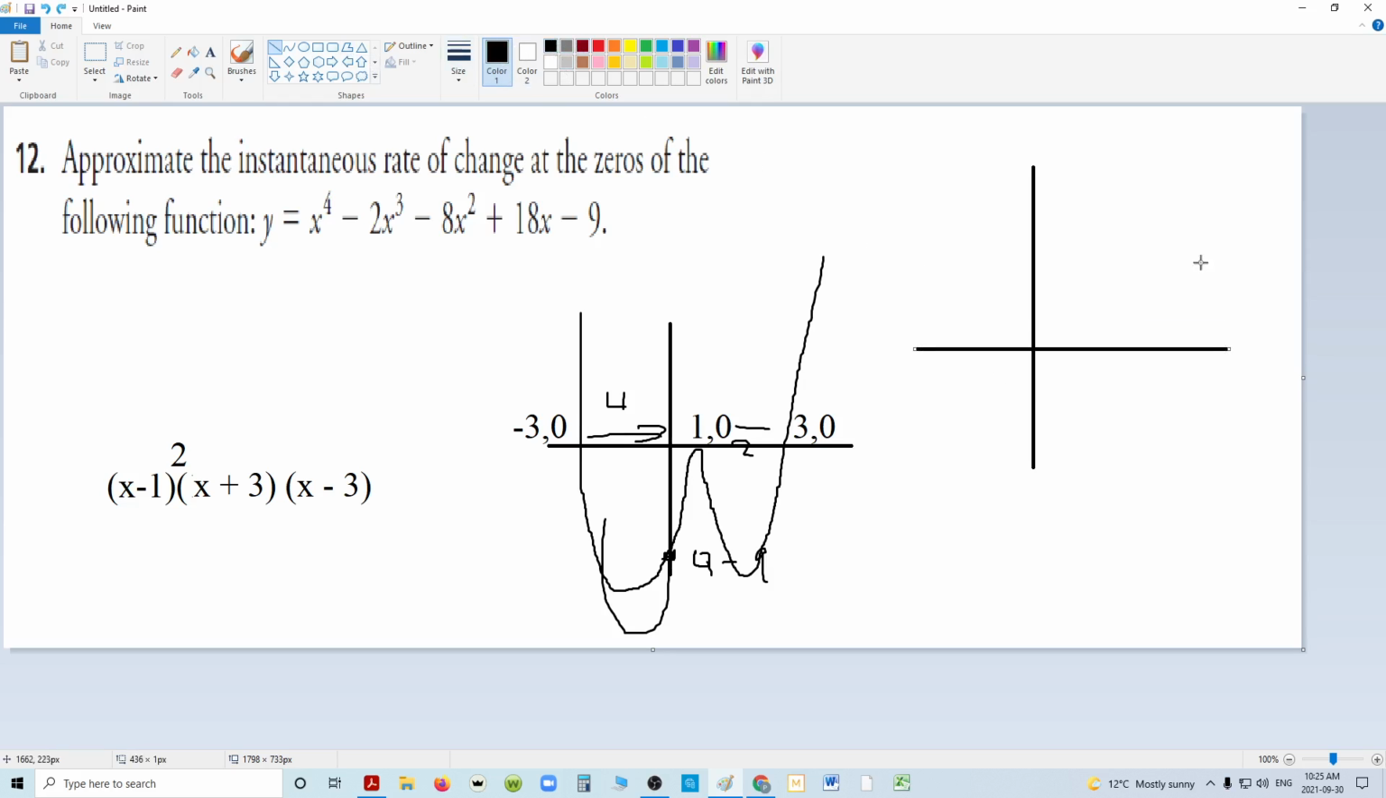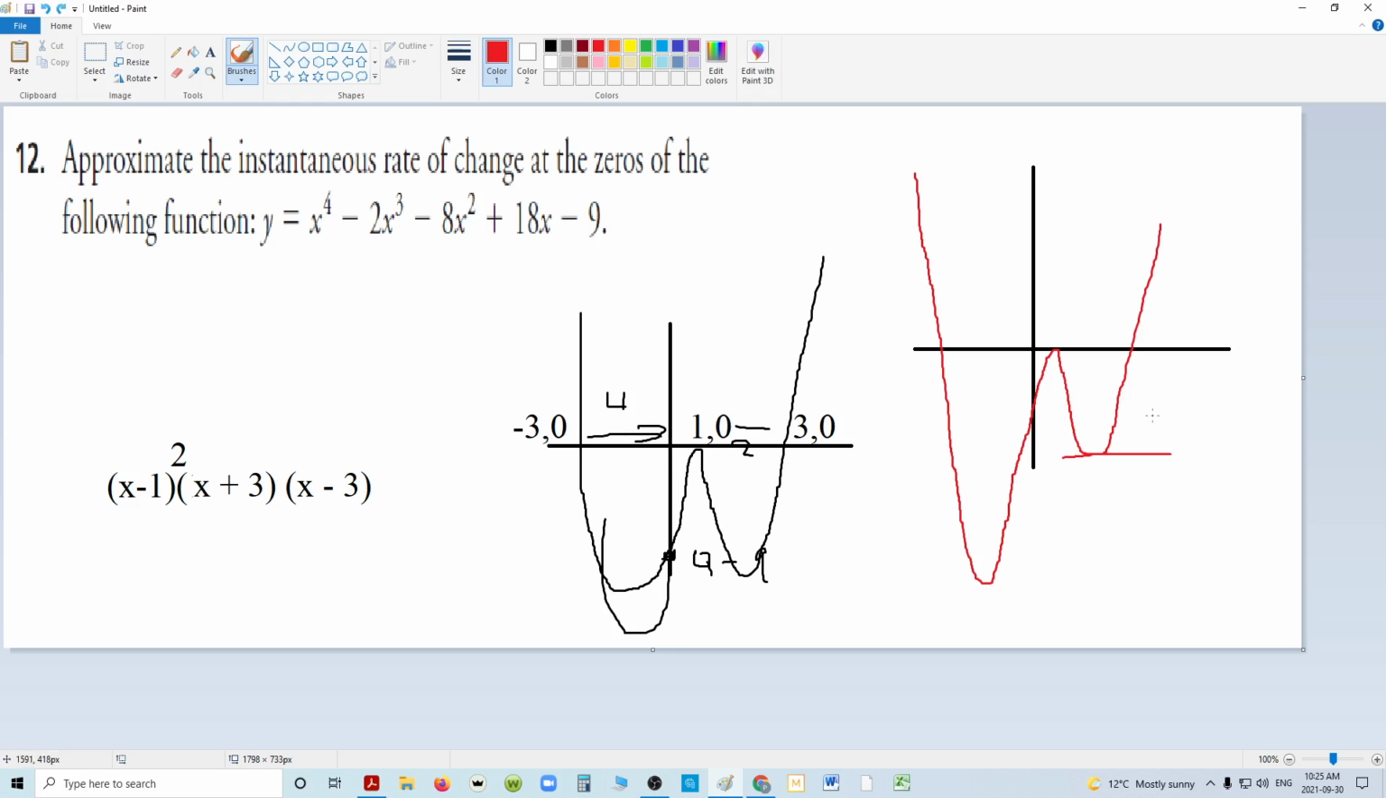See if I get it right this time. That looks closer to something like this. Going way down, coming up and going through the y-axis, bouncing, going down like that, and coming up. This is probably half the distance of that, roughly.